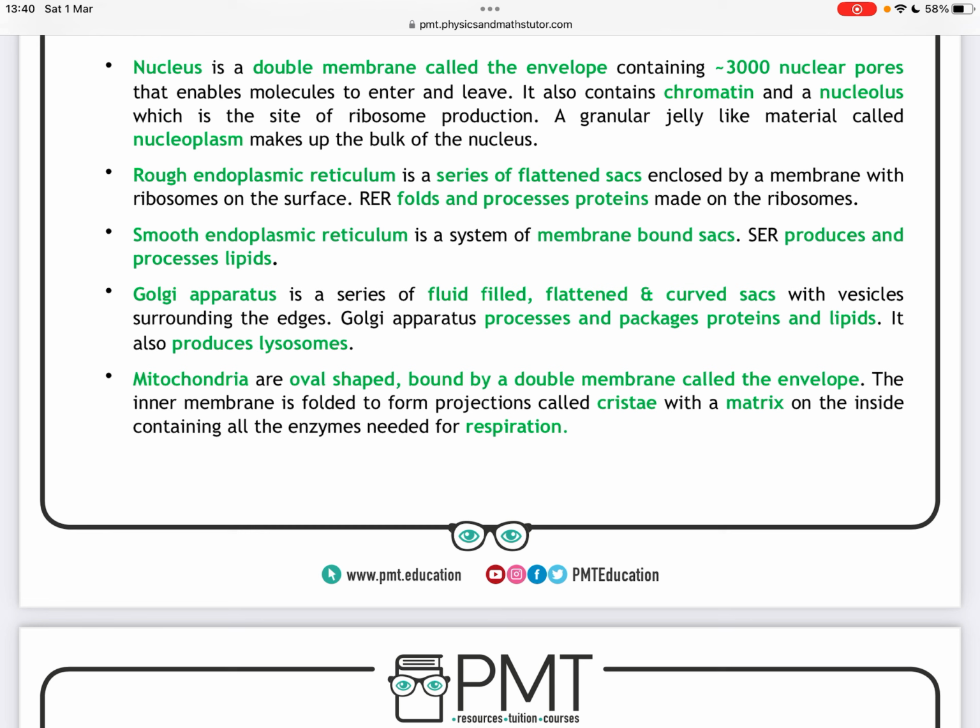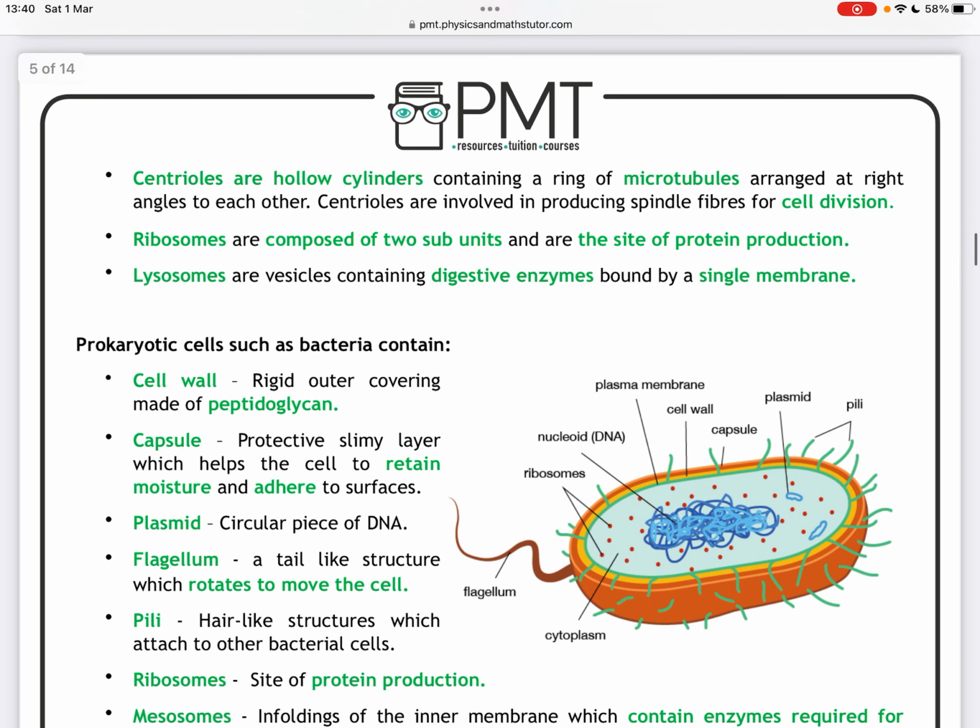Mitochondria. Mitochondria are oval shaped, bound by a double membrane called the envelope. The inner membrane is folded to form projections called cristae, with a matrix on the inside containing all the enzymes needed for respiration. The centrioles. The centrioles are hollow cylinders containing a ring of microtubules arranged at right angles to each other. Centrioles are involved in producing spindle fibers for cell division. Ribosomes are composed of two subunits and are the site of protein production. Lysosomes are vesicles containing digestive enzymes bound by a single membrane.